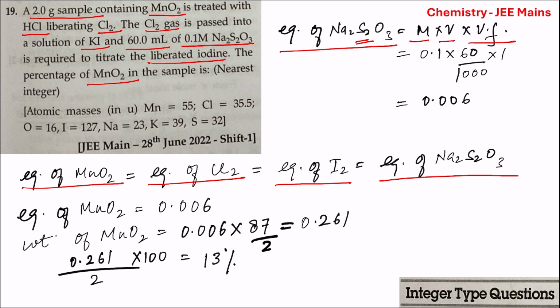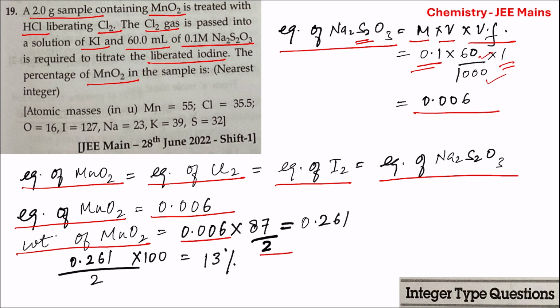So valency factor of Na2S2O3 is 1, molarity given as 0.1 and volume in liters will be 60 divided by 1000. Solving, equivalence of Na2S2O3 will come to 0.006 equivalents. So equivalence of MnO2 will be equal to 0.006, or weight of MnO2 will be equal to equivalence of MnO2 into equivalent weight of MnO2.